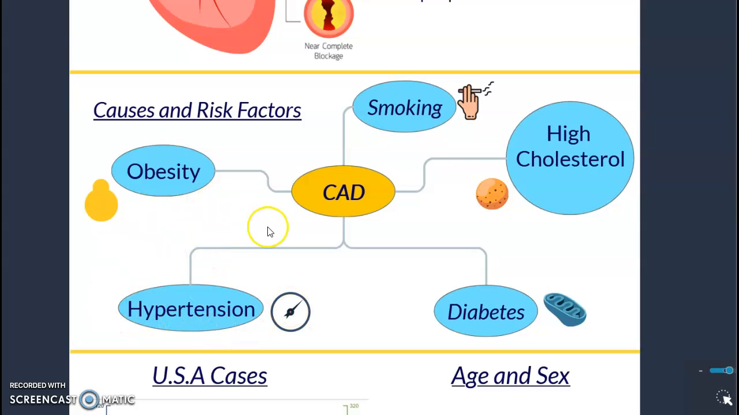And it's important to note that things such as high cholesterol, obesity, diabetes, and hypertension all have different risk factors that feed into them. So this tree could get very large, but according to the CDC, which is my source for this whole infographic, they just listed these 5 as risk factors for coronary artery disease.